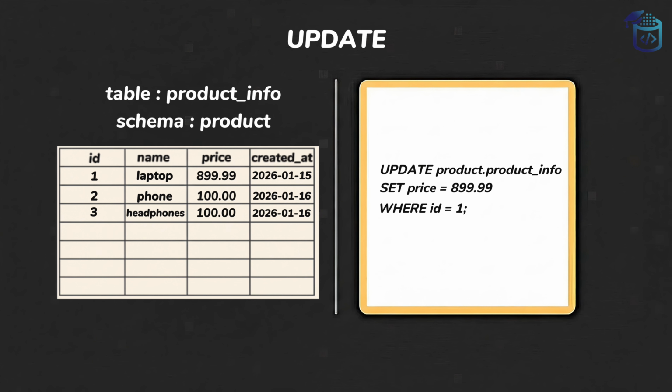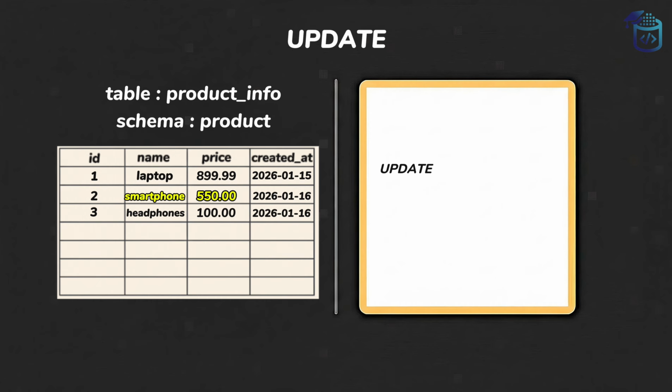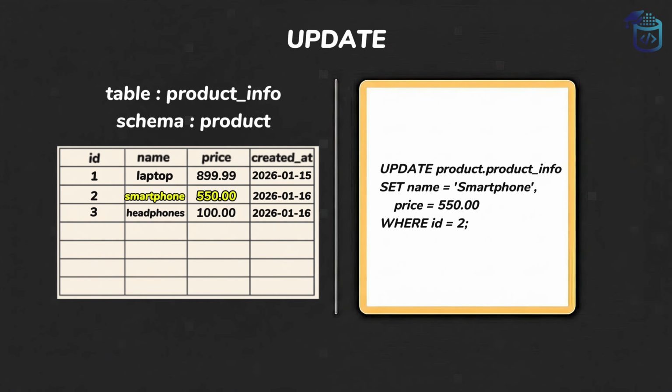Finally, we can also update multiple columns in that one row. For example, let's say we want to update the product with ID 2, change the name to smartphone, and change the price to 550.00. The syntax for this is update product.productinfo set name equals smartphone, comma, price equals 550, where ID equals 2. This way, we can update more than one column of a row in a single command.